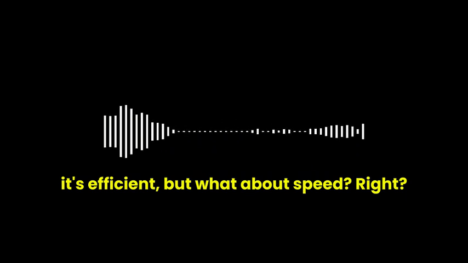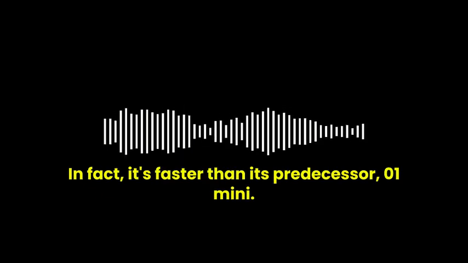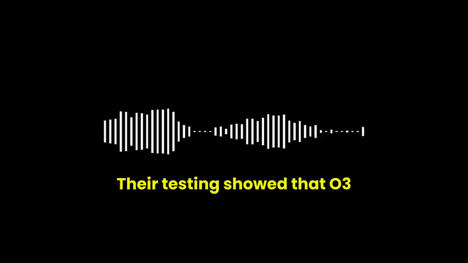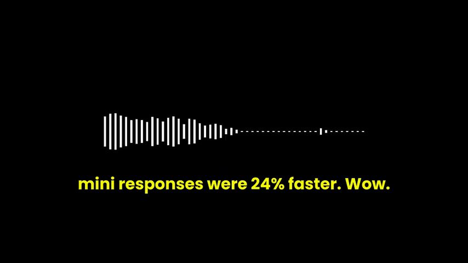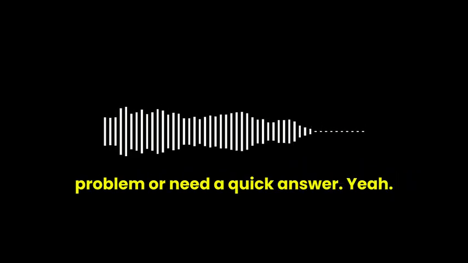So we've established that it's smart, it's efficient. But what about speed? In tech, speed is everything. It's fast. In fact, it's faster than its predecessor, O1 Mini. Their testing showed that O3 Mini responses were 24% faster, averaging just under 8 seconds. That's pretty snappy, especially when you're working on a complex problem or need a quick answer.